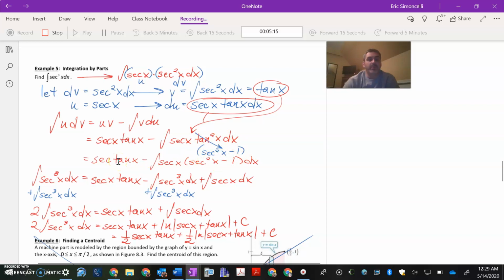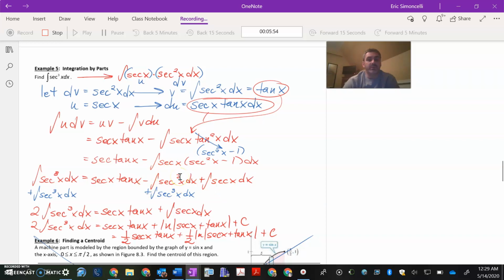Moving on, I rewrote secant cubed x dx just to highlight the fact that, again, from the very beginning, we're still noting secant of x, tangent of x, that's u times v, but minus this integral split up as such. If you distribute the secant, you get secant cubed x dx, but also secant to the negative 1, technically. With this minus distributed to both integrals here, the second integral becomes a positive, minus a negative, a positive, and that's secant of x dx.